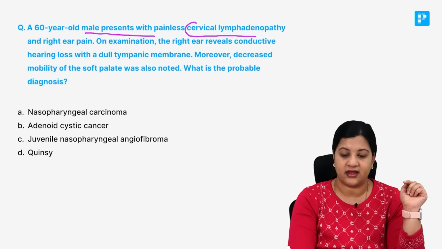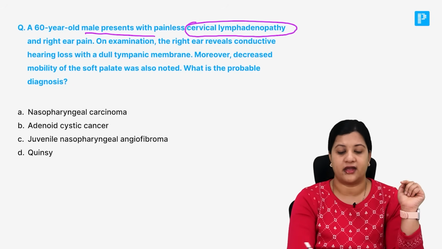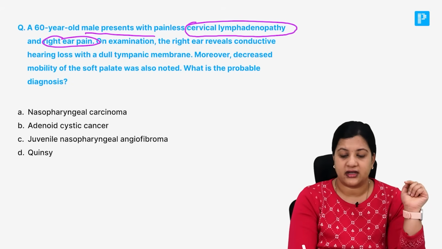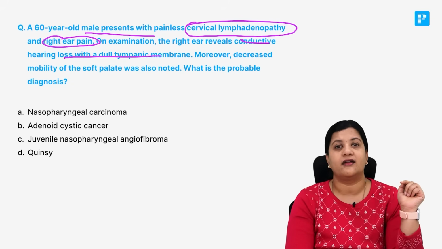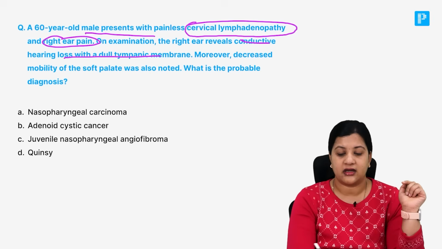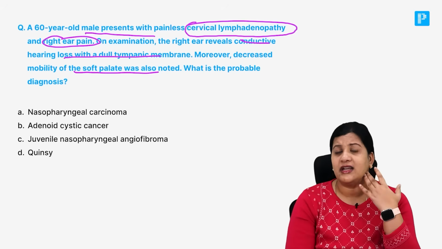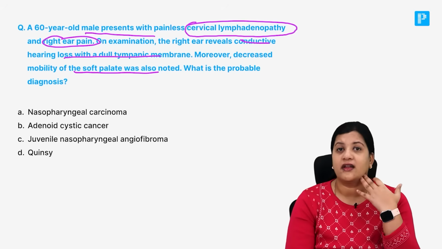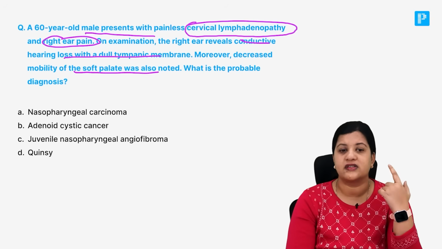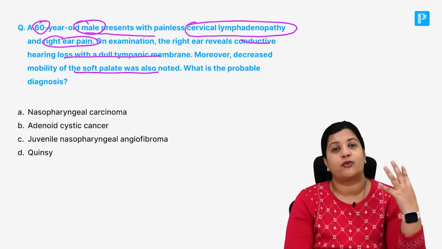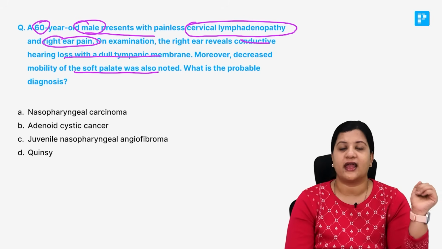This is a very, very important feature where you have cervical lymphadenopathy and ear pain. On examination, there is conductive hearing loss with a dull tympanic membrane, and there is decreased mobility of the soft palate. What is the probable diagnosis? So we know this triad where we see typically there is cervical lymphadenopathy, hearing loss in a male who is 60 years old. All of this points to nasopharyngeal cancer.